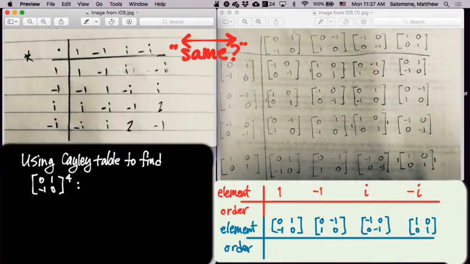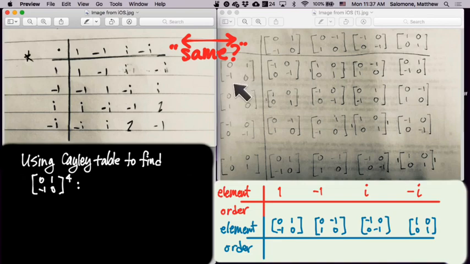So when we have a Cayley table for a group, this should mean that we don't have to do any new computations to figure out the powers of an element, right? Because all the multiplications of every element with every other element are here in the Cayley table. So for example, if I want to take this matrix and figure out its fourth power, that just means I need to multiply it by itself 4 times, right? And I can do that with the Cayley table.